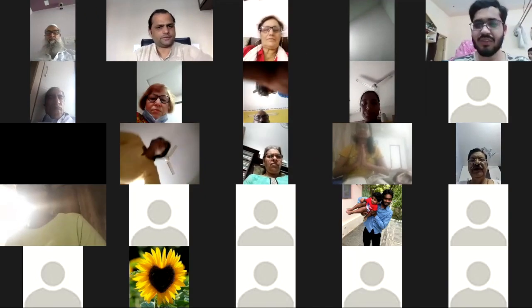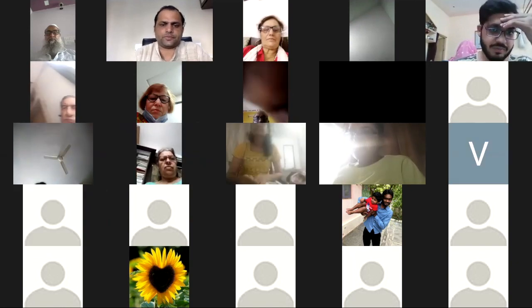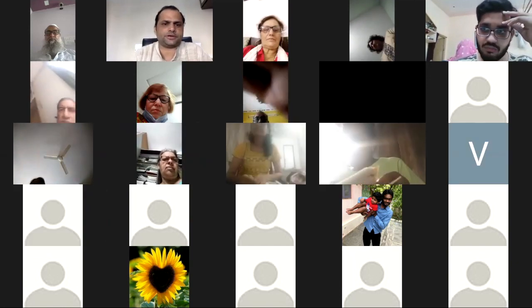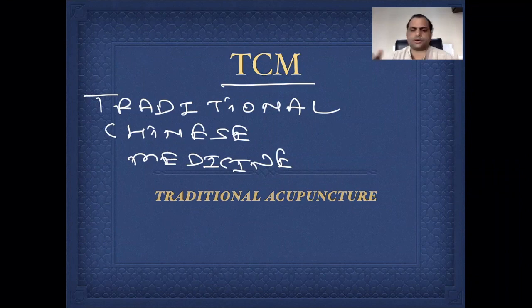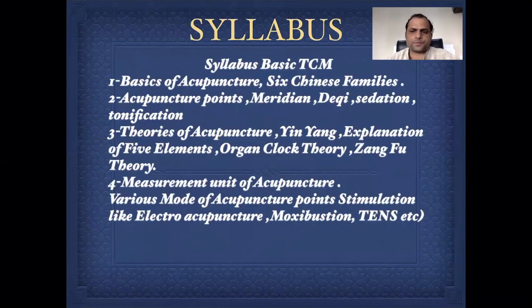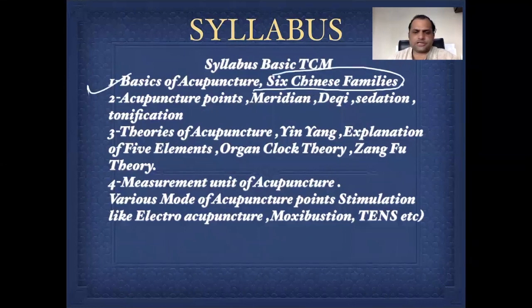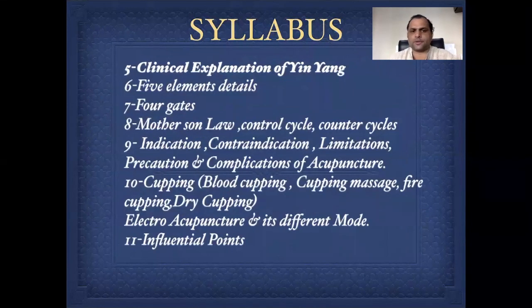So now we are starting the class today. The name of this class is TCM. In this workshop, we are going to discuss the basics of acupuncture as well as the six Chinese families, the description about the meridians, theory of acupuncture, and these are the syllabus which we are going to discuss.